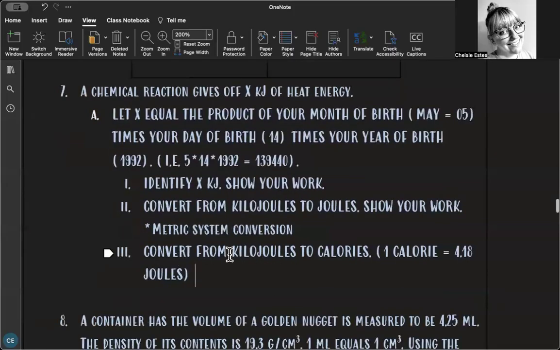And then you'll also convert the kilojoules, so what was originally in kJ, to calories.